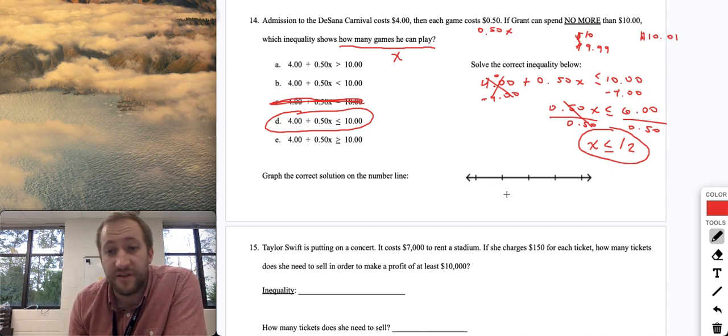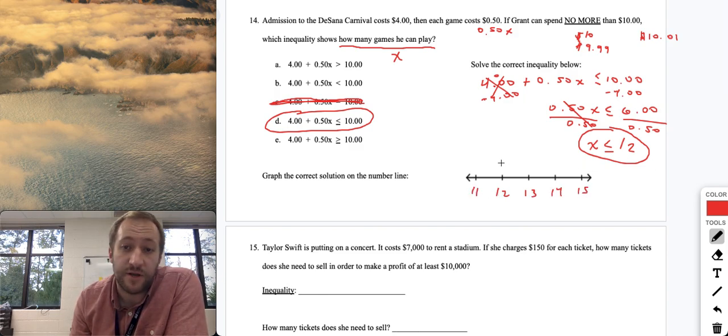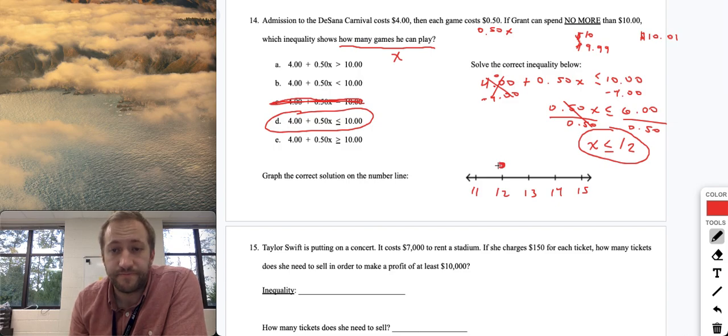So let's go ahead and fill this in on our number line. I'll put the 12 somewhere. That seems like a good spot. 12, 13, 14, 15, 11. So I'm going to go find my 12. I'm going to close the circle because I have that equal to underneath. Then x is any number that's less than 12. Just like that, going to the left.